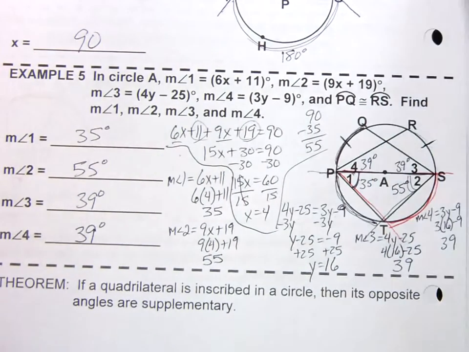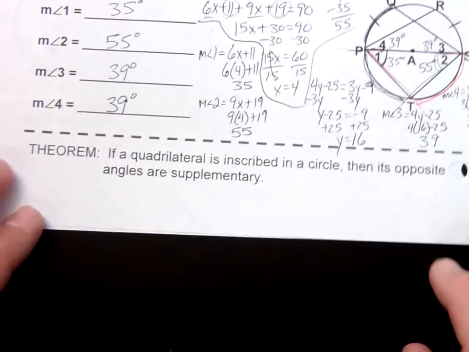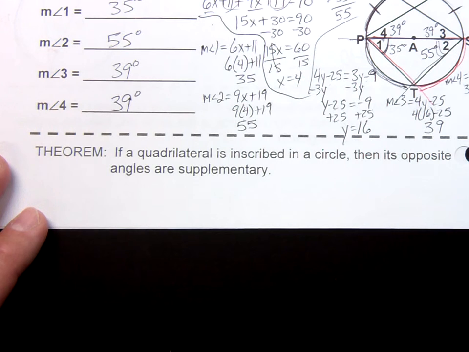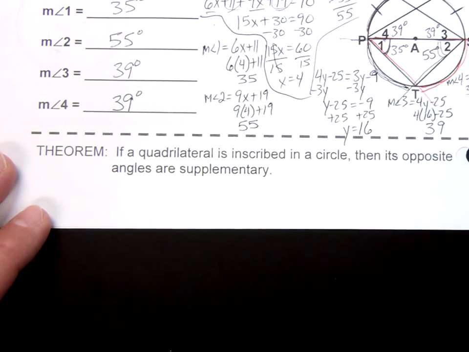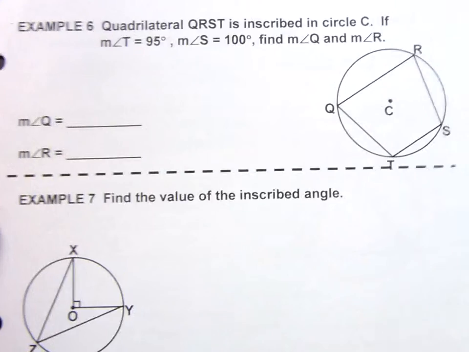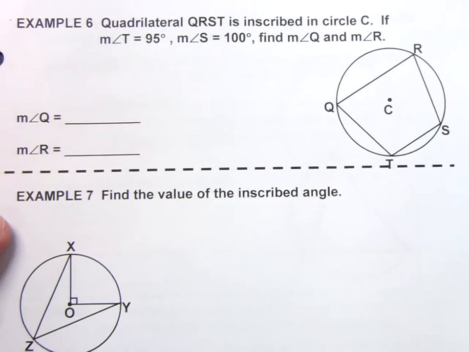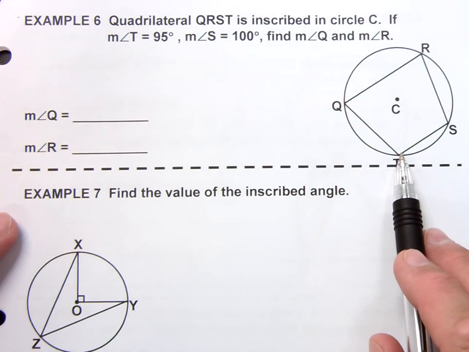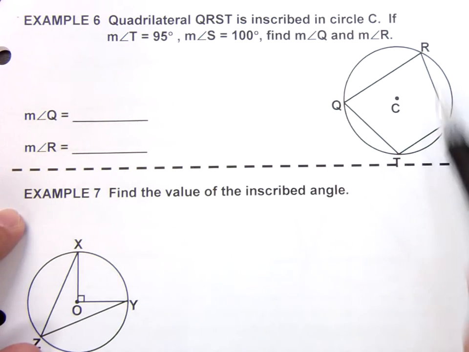All right, we got another theorem. This theorem says if a quadrilateral is inscribed in a circle, then its opposite angles are supplementary. When we inscribe a quadrilateral inside a circle, each vertex of that quadrilateral should be on the circle. And it says its opposite angles are supplementary. So here in example 6, it says quadrilateral QRST is inscribed in circle C. Notice each vertex is on the circle.